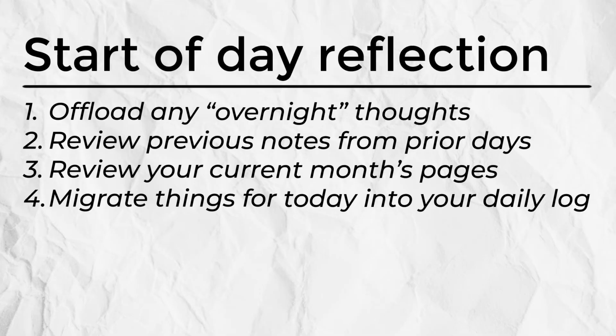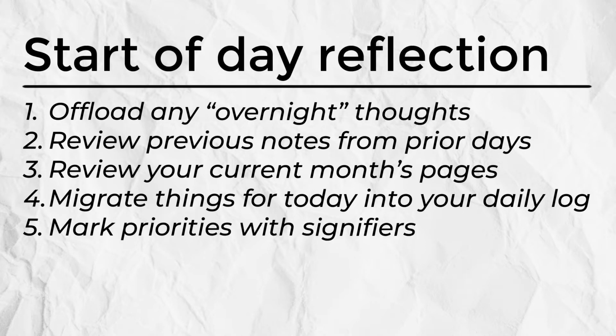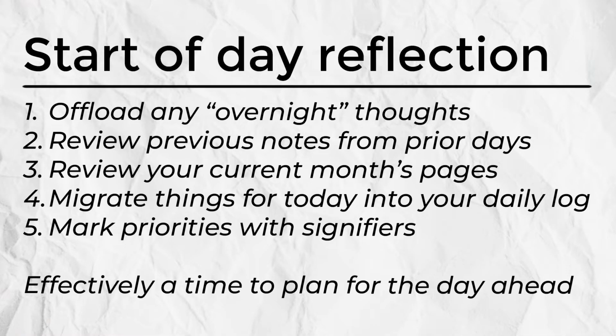Once you have these things migrated into your daily log, you can then start marking any priorities. It is encouraged to limit the number of priorities that you mark, because if everything's a priority, then effectively nothing is a priority. You won't end up having the things that really matter stand out if you have every single task with a little priority asterisk next to it. This start of day daily reflection though can kind of be thought of as planning for the day ahead. What do we want to get done? What are we moving into our daily log that we're going to action today?